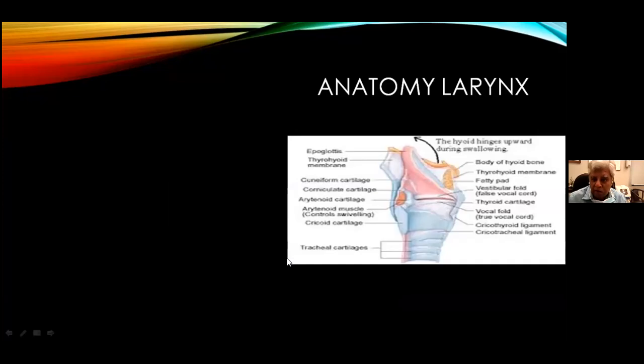And this is the lateral view. This looks a bit complex. Sagittal view. These are the vocal cords, epiglottic folds, and this is the subglottic area.